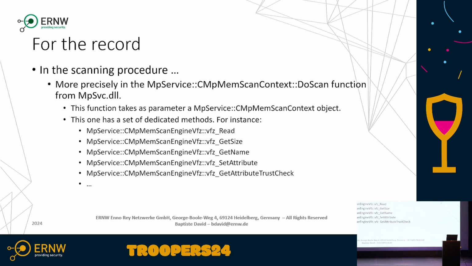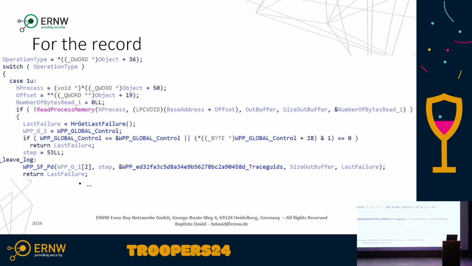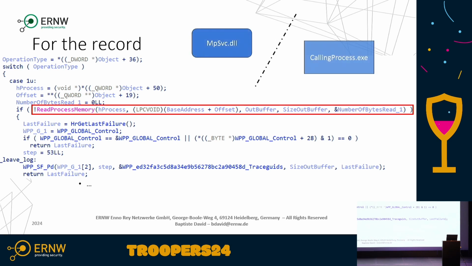This function is a C++ function, so it literally holds a set of methods in the object from where it has been called. And in the set of functions, I would like just to focus on VFZ read operation. And inside this one, you have a call to that function, read process memory. What does it mean? It means that when Windows Defender likes to scan a file in memory, it doesn't load the file by itself. It's going to act as a debugger. It's literally reading your file in the memory space of the calling process.